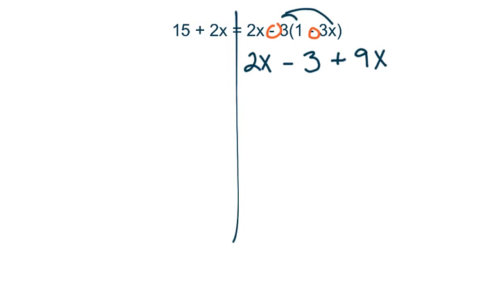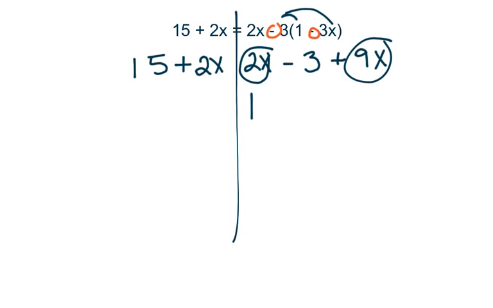All right. Then bring down the 15 and the 2x. Okay. So now let's combine like terms on the same side. So I have 2x and 9x. When I combine those two, I get 11x. Bring down -3. On the other side, there's nothing I can combine. So let's just bring that down.